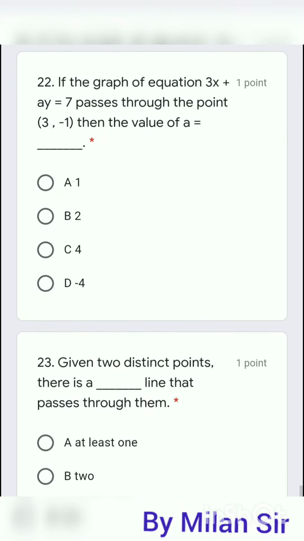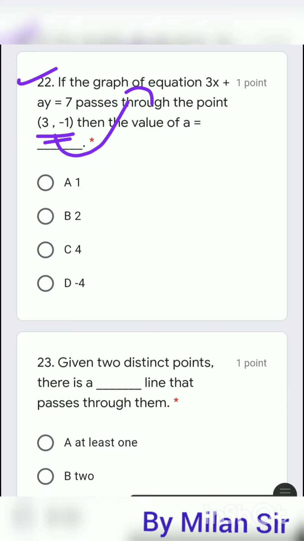After that, question number 22. If the graph of the equation 3x + ay = 7 passes through the point (3, -1), then the value of a is equal to. Okay, if the graph is passing through the point, then definitely this point will satisfy the equation of the graph. So we can put x = 3 and y = -1 in the equation, and from that we can get the value of a.